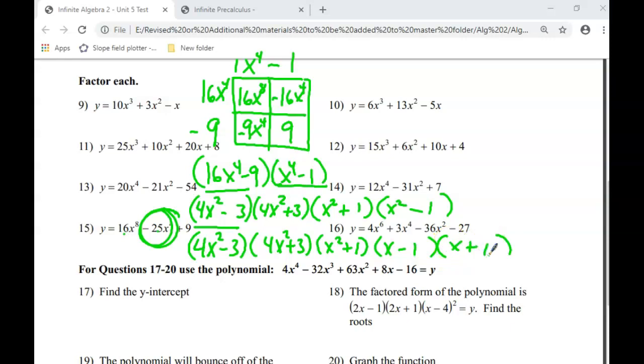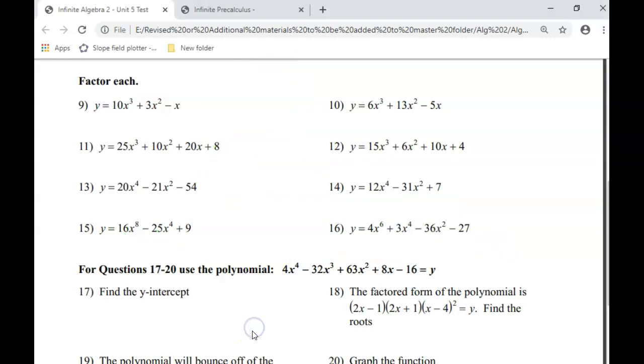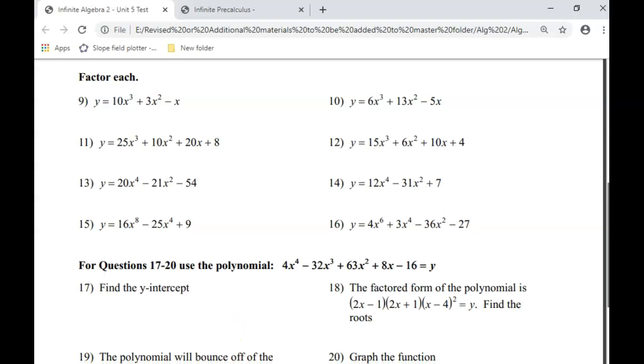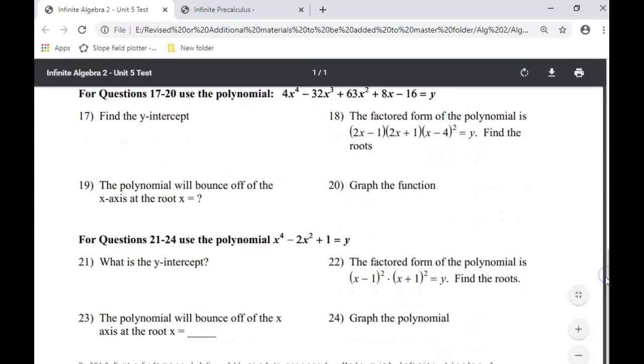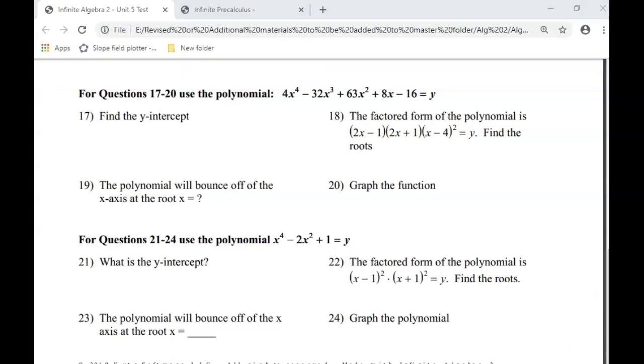There you go. Okay, all right. Moving on, so that's multiplying and factoring out of the way. Then we also talked about roots and graphing these things. So I'm going to do 17 through 20, and then if you guys want to do 21 through 24 for extra credit, you can. But I won't be doing the second set, so I'll only be doing this first one here.